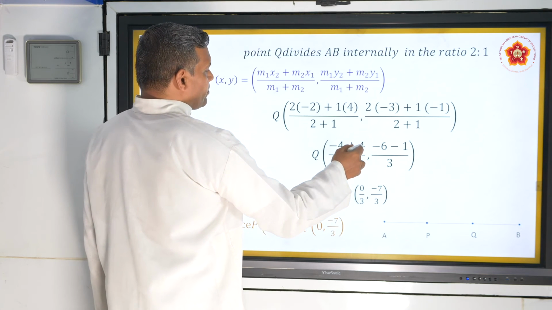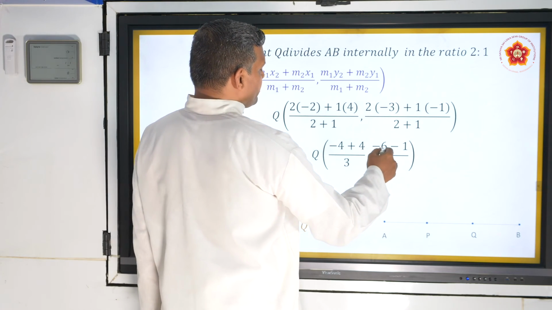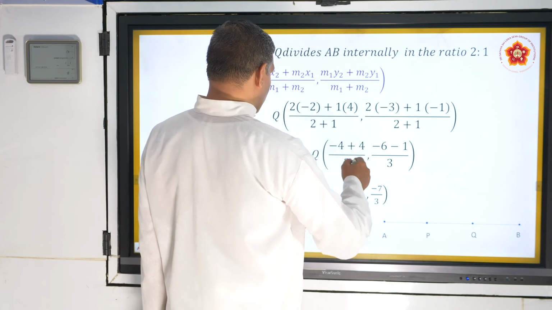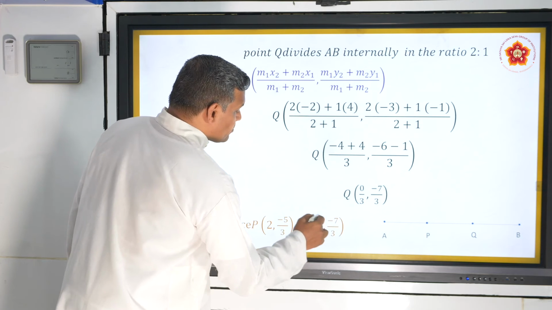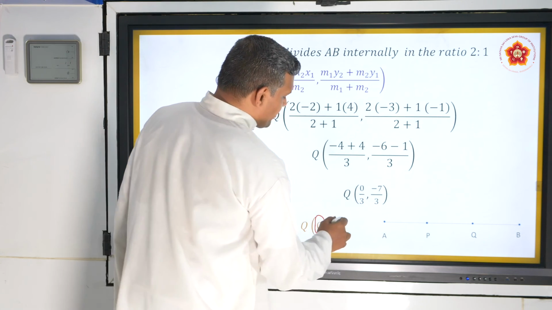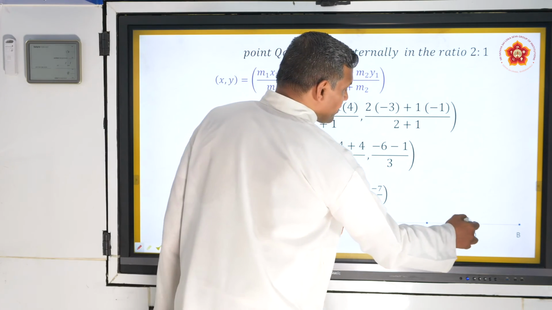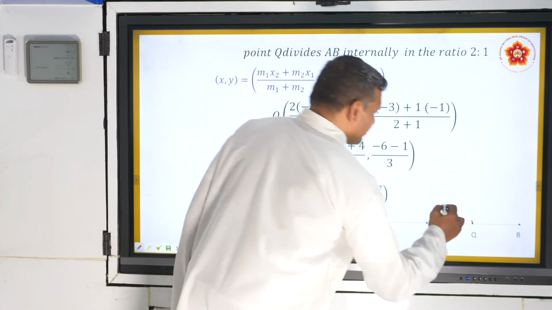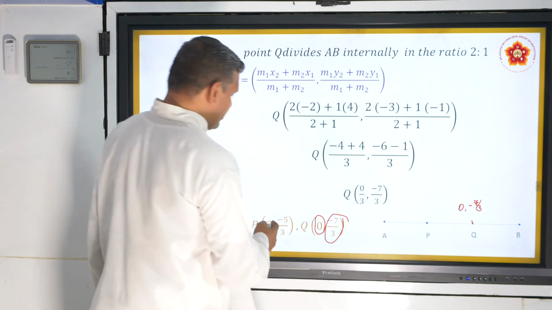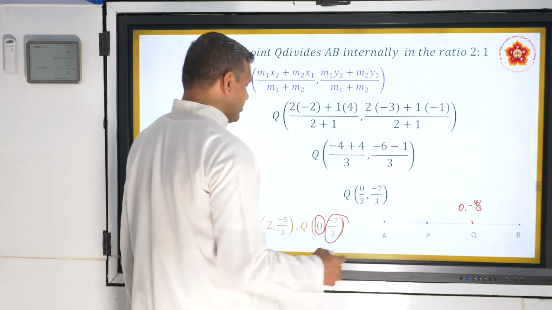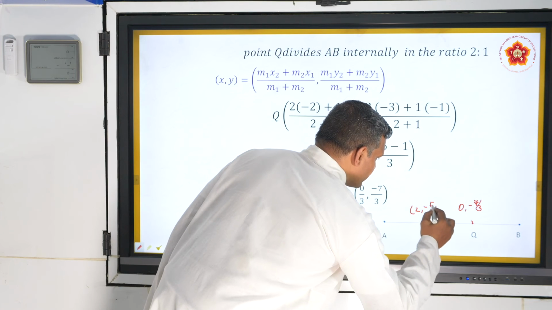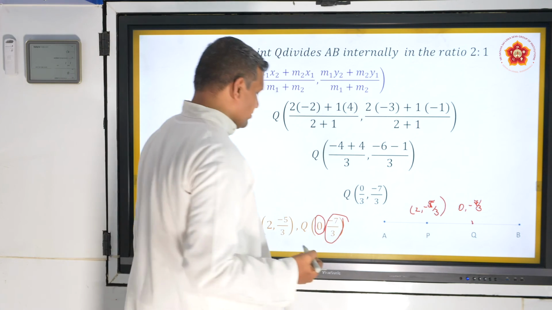Substitute minus 4 plus 4 by 3, minus 6 minus 1 by 3. So minus 4 plus 4 is 0. 0 by 3 is 0. So the value of the x coordinate is 0, and then minus 7 by 3. The coordinates of this particular point are 0 comma minus 7 by 3. And here what are the P coordinates? 2 comma minus 5 by 3. Can you see? That's it.